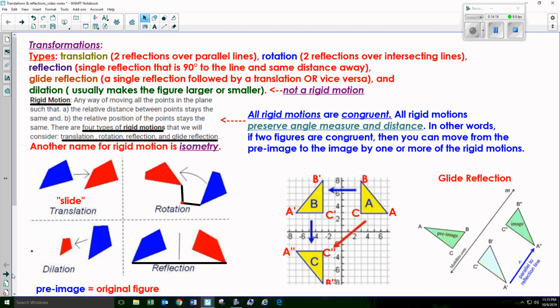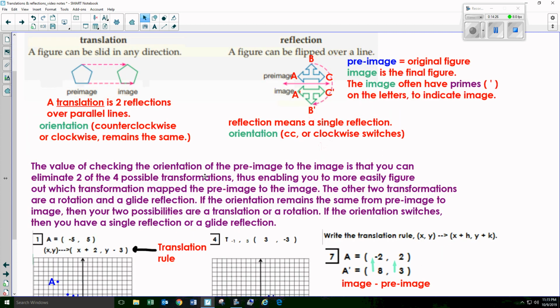So the value in knowing that, and checking that first to compare pre-image and image, as it says right here, the value is checking the orientation of the pre-image to the image so that you can eliminate 2 of the 4 possible transformations, thus enabling you to more easily figure out which transformation maps the pre-image to the image.